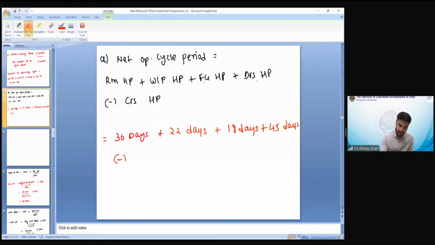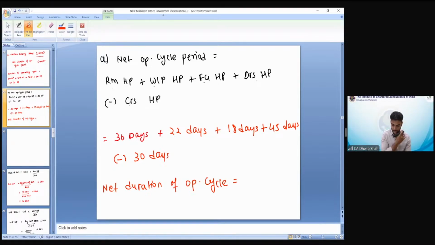But if we subtract the payment period to the creditors, I get the net duration of operating cycle. Average payment period is 30 days. So I will subtract that. So my net duration of operating cycle comes to how many days? 85. So मतलब एक cycle complete होने में, to complete one cycle, it is taking 85 days.